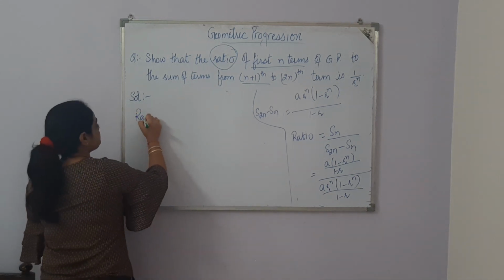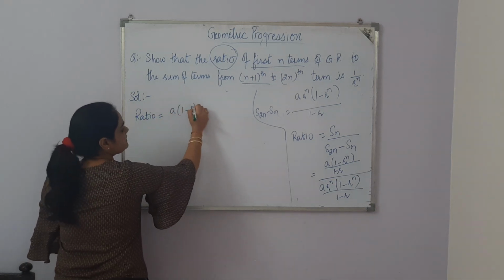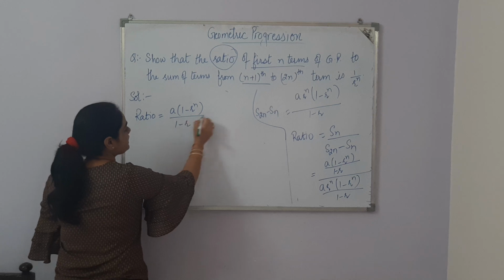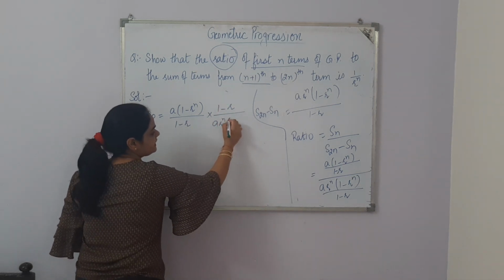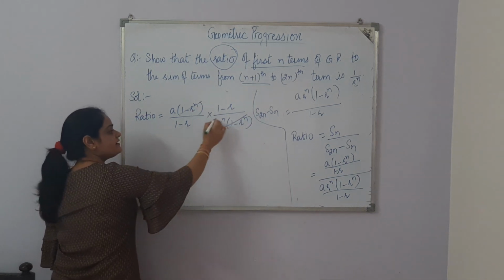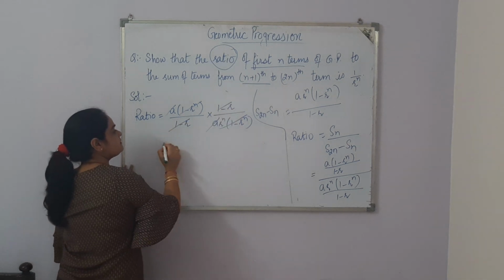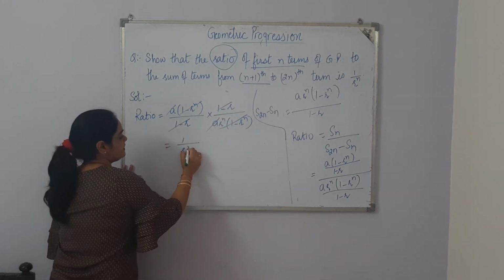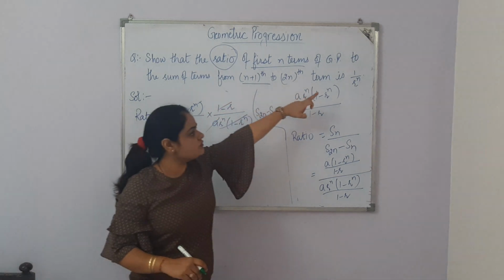So the ratio is a into 1 minus r raised to power n upon 1 minus r, multiplied by 1 minus r, whole upon a r raised to power n, 1 minus r raised to power n. 1 minus r raised to power n cuts with 1 minus r raised to power n, a cuts with a, 1 minus r cuts with 1 minus r, and we get the answer 1 by r raised to power n, which is what we wanted to prove.